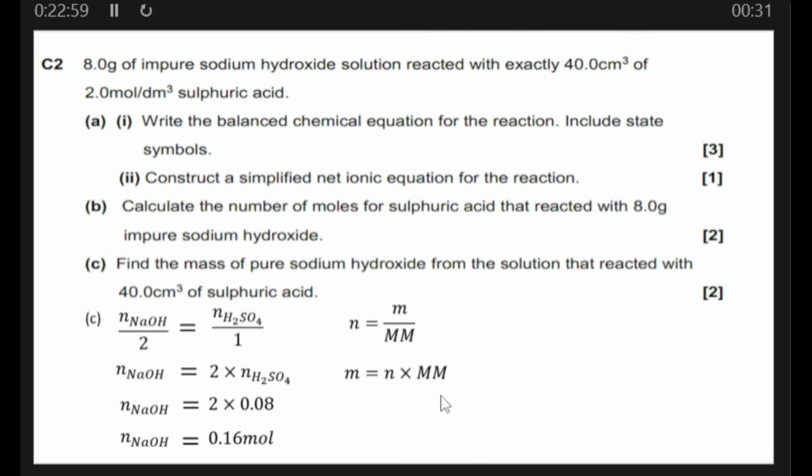So now, the number of moles of sodium hydroxide is already here. Then the molar mass of sodium hydroxide is 40. On the link you will click here, it will show you how to find the molar mass of sodium hydroxide. So it is 40. So you say mass is equal to number of moles, you put 0.16 times molar mass 40. When you multiply this, you get 6.4 grams of sodium hydroxide. It's the one which reacted. So you were given this, but only this reacted according to that equation.